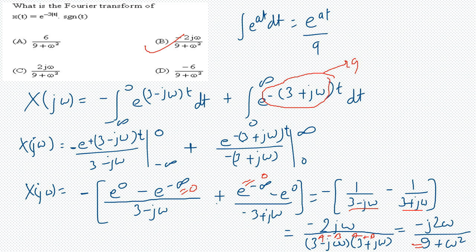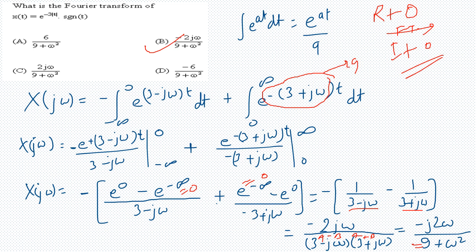Now you can check one thing. You can easily conclude that it is purely imaginary. There is no real term, only an imaginary term is present because of this j. And it is odd because of this omega: when you put minus omega, the sign turns negative. So you have concluded that if a signal is real and odd, then its Fourier transform will be imaginary and odd.